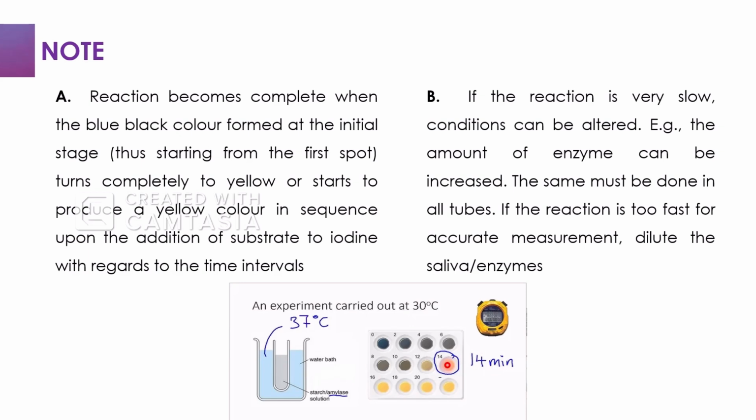So at time 14, the reaction turns completely to yellow and starts to produce a yellow color in sequence upon the addition of the substrate enzyme reaction to the iodine. If you can see, from time 14 to 20, we have a sequential yellow color being produced here. Hence, we can say that at time 14, the reaction is complete for this test.